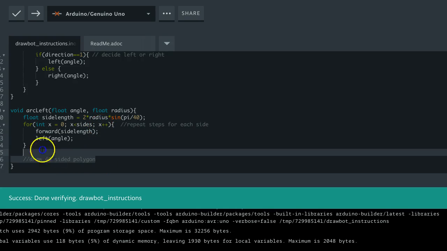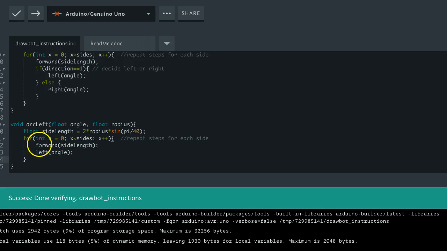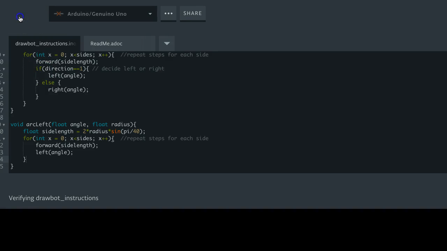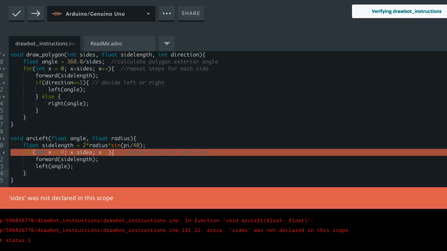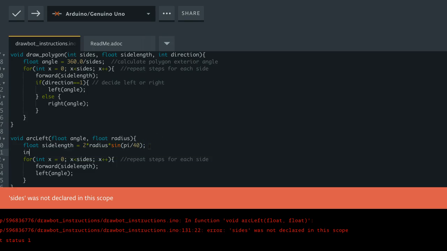And so from here, we need to assign a value for sides. If I were to verify this right now, it would give me an error because this value for sides is not defined yet. It was defined up here, but we haven't defined it in this new function. So we're going to create sides for this function, the number of sides we want to draw for this polygon. And the way we're going to do this is we're going to use a ratio.